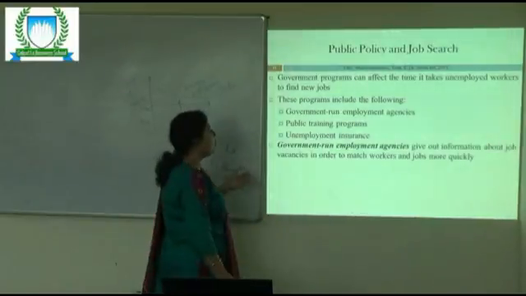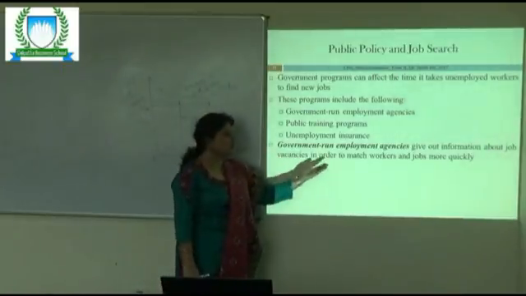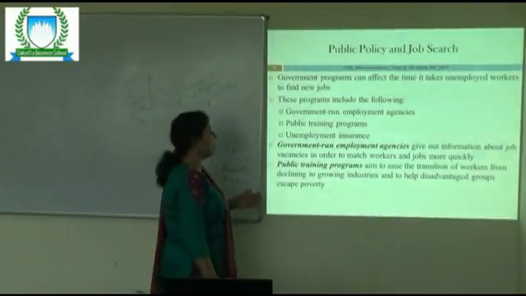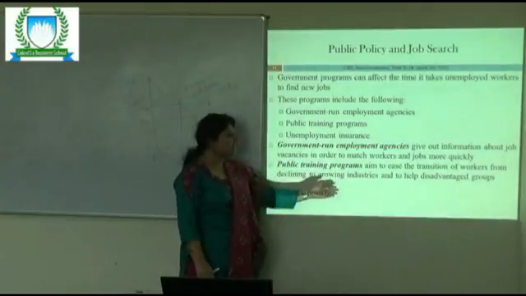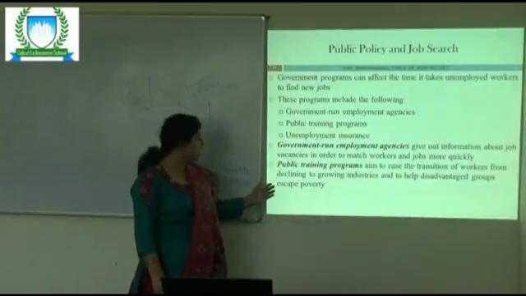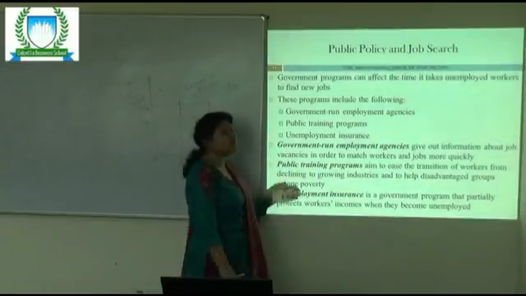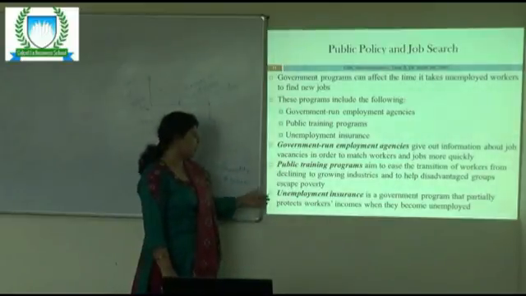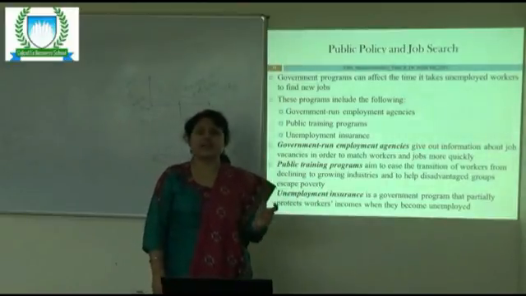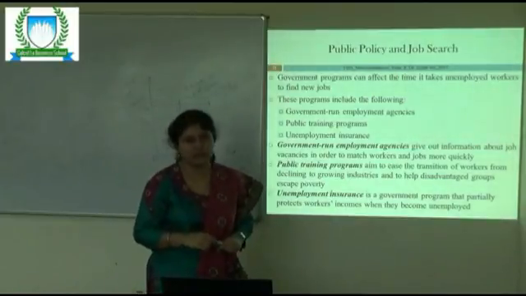Government-run employment agencies give out information about job vacancies in order to match workers and jobs more quickly. The public training programs aim to ease the transition of workers from declining to growing industries and to help disadvantaged groups escape poverty. And the third, unemployment insurance, is a government program that partially protects workers' incomes when they become unemployed. With these, government can decrease the frictional unemployment and can decrease the natural rate of unemployment.